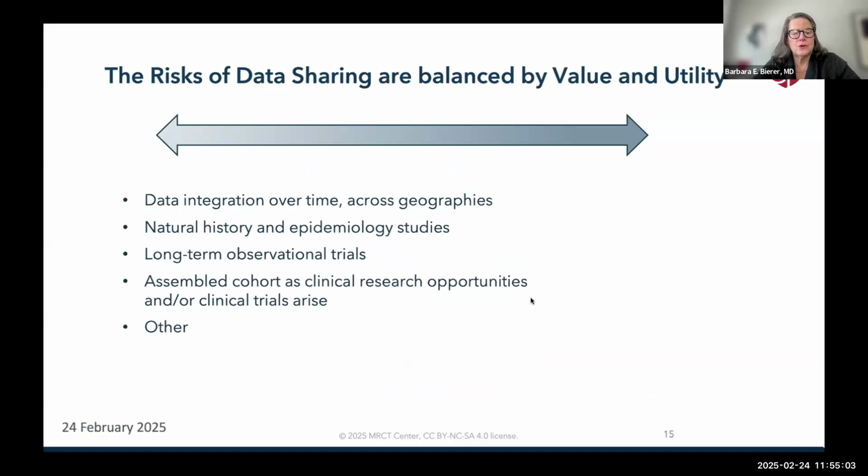Long-term observational trials are only possible, and you can have assembled cohorts as clinical research opportunities, so that you already have the potential group from which to offer clinical trials as the clinical trial itself arises. So there are lots of really valuable uses of this information as it is collected, and particularly if it's collected in a way that is relatively considerate of the need to protect the identifiability.